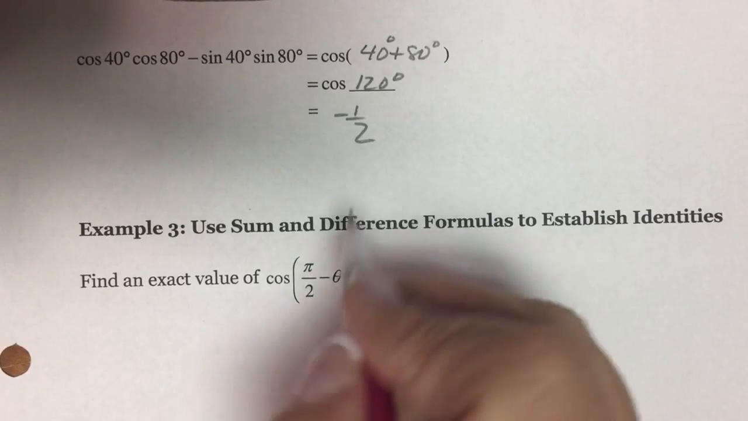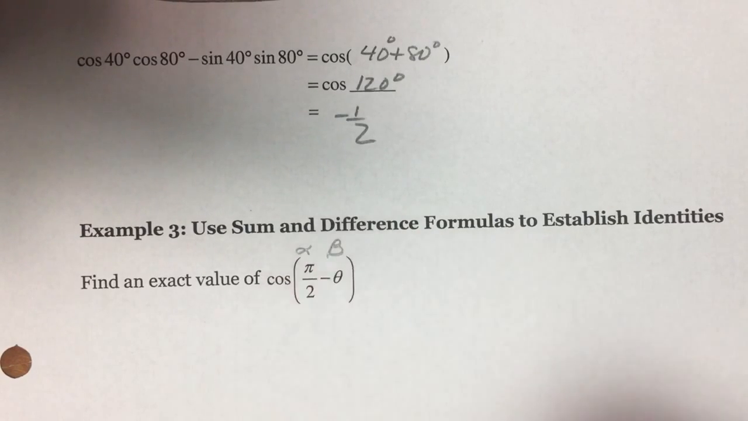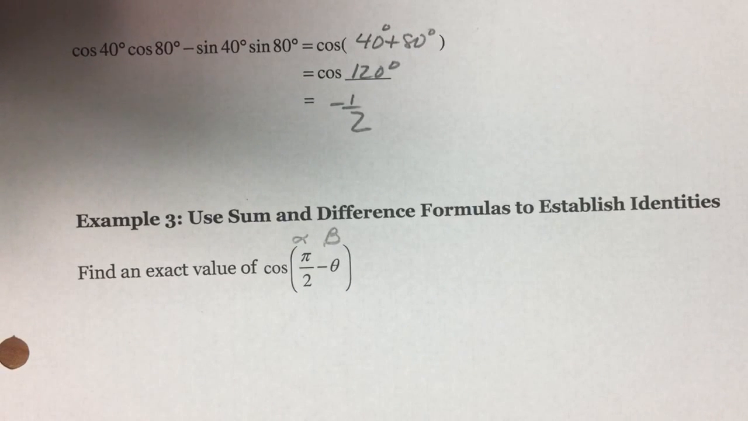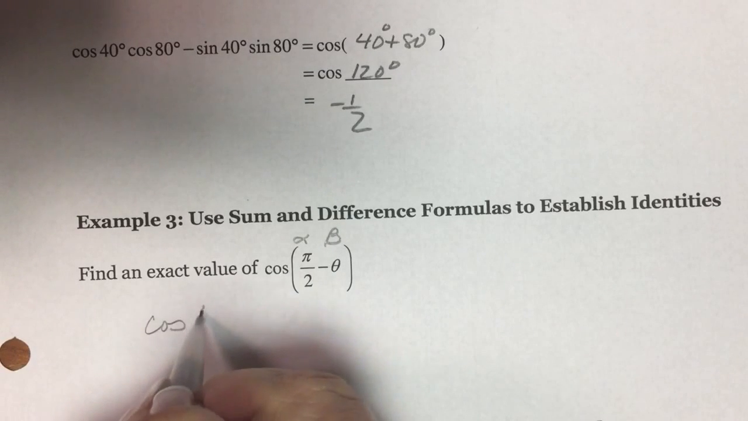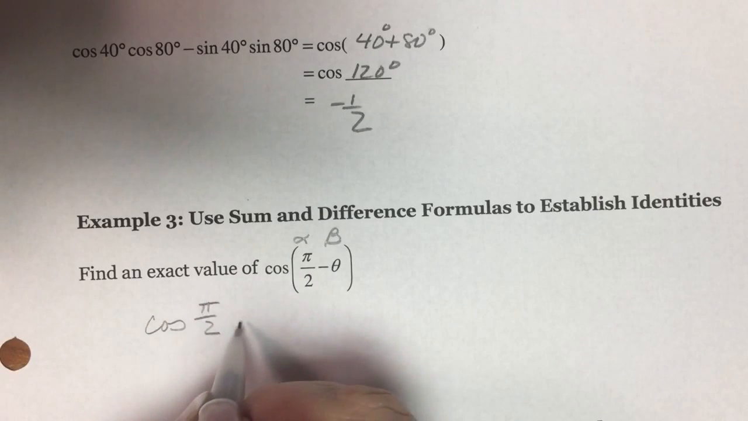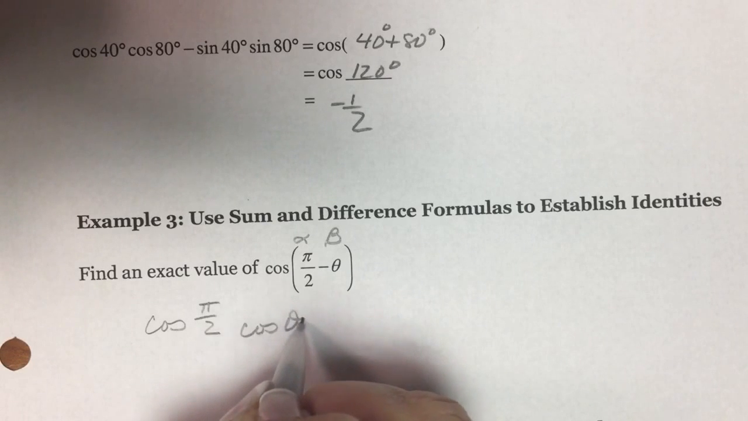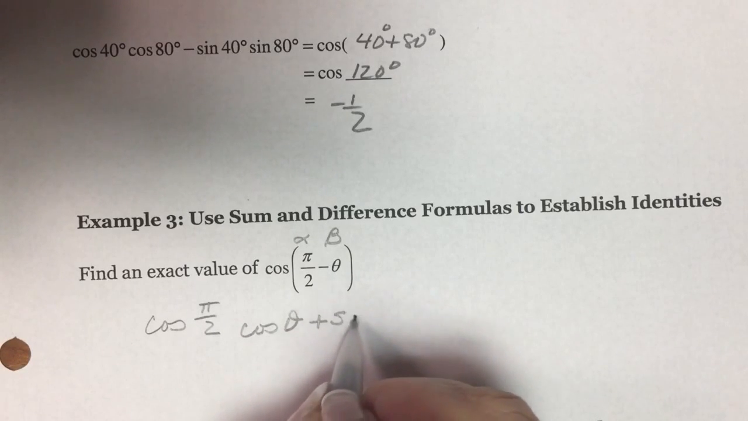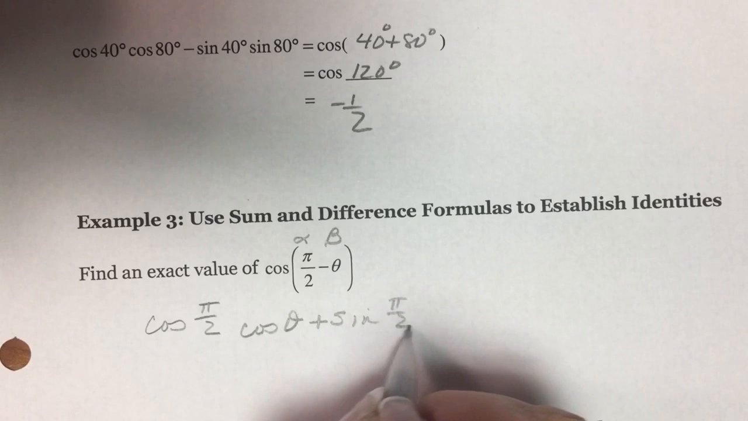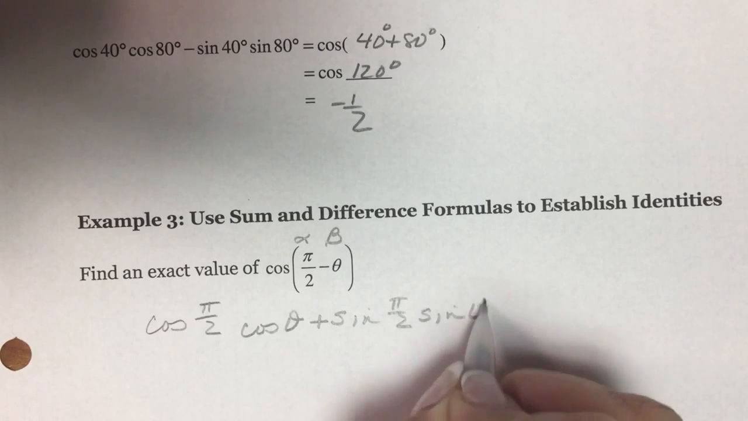So again, this is my alpha, this is my beta, and I'm going to just plug it into my cosine, or difference, in this case, identity. So it'll be cosine pi halves cosine theta plus sine pi halves sine theta.